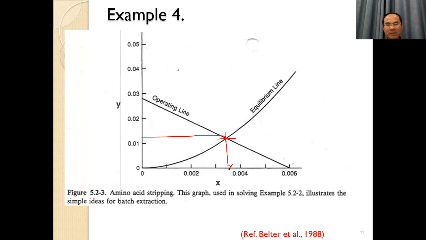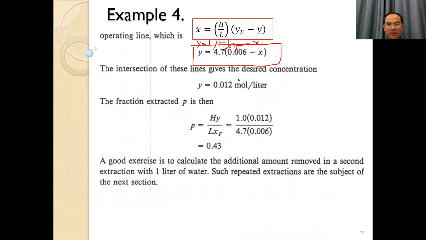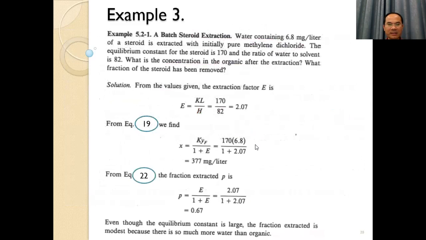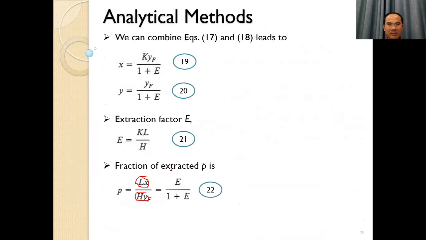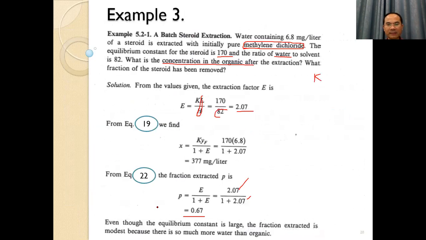X is approximately 0.0035 and Y is 0.012 mole per liter. Y is the concentration of amino acid that was removed from toluene to water. And the fraction extracted, P, is then calculated. Previously, P is expressed in terms of LX divided by SY, but for this case, it is reversed. We separate from the light to the heavy phase. It should be SY over LXF.